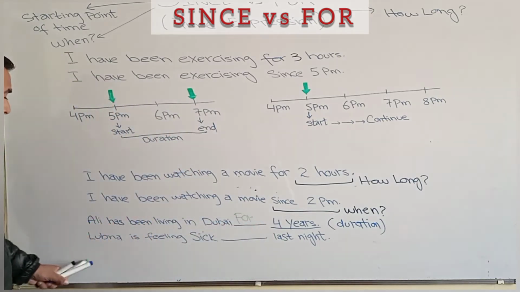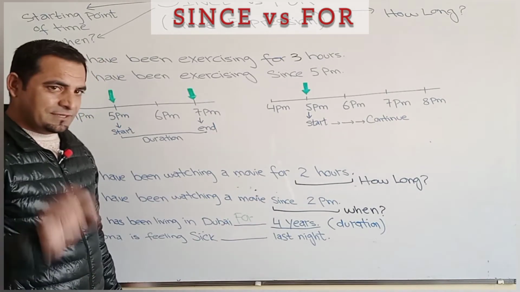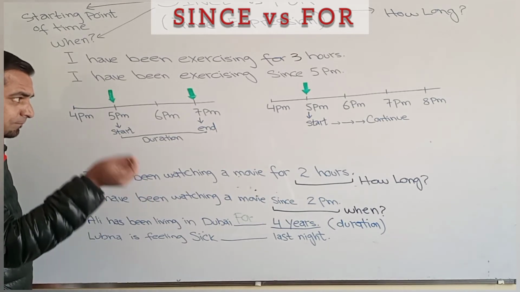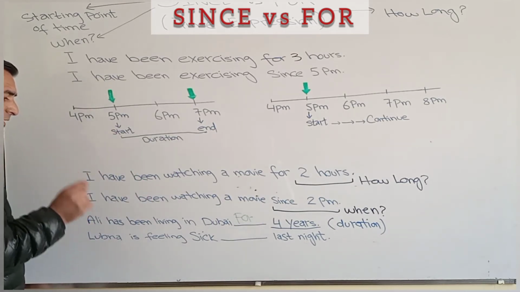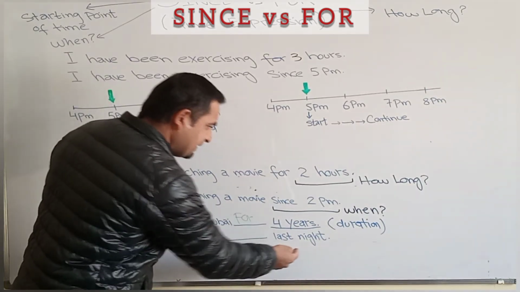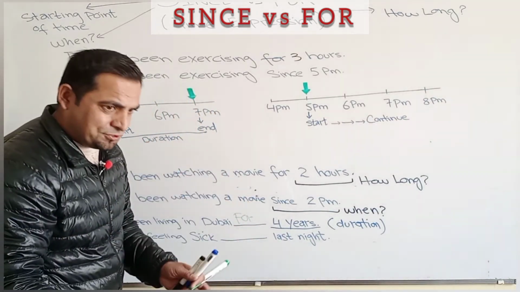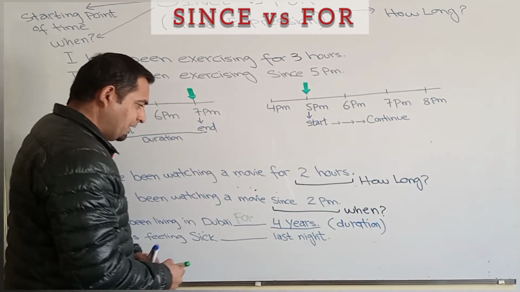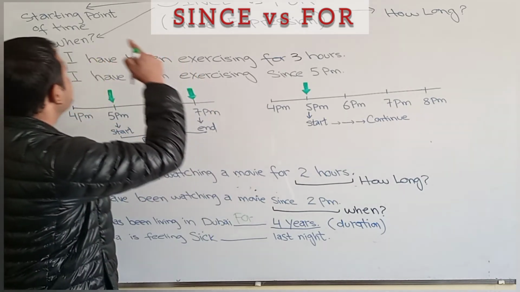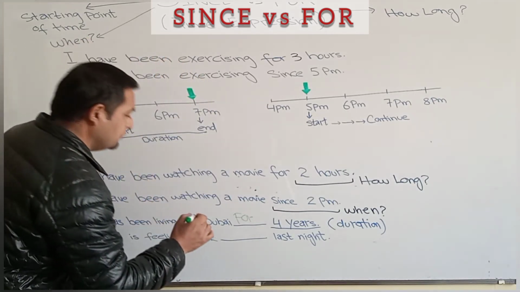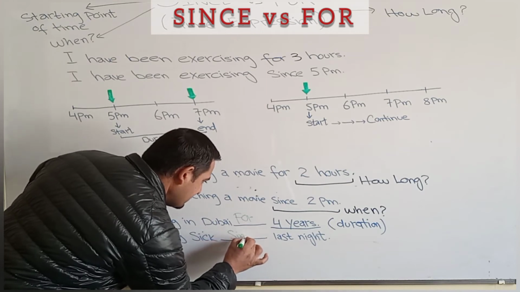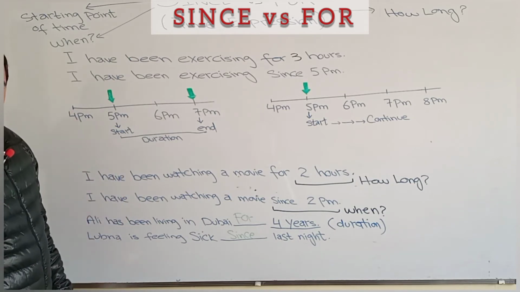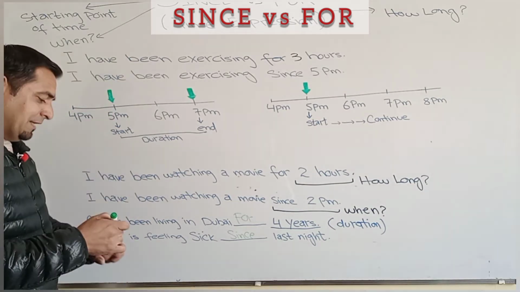Likewise, the second example, Lubna is feeling sick dash last night. Take a minute and you need to judge what you have to use here. Since or for. Lubna is feeling sick last night. Last night is not a complete duration. It's just a beginning point, starting point. So we are going to use, if it's the beginning or starting point of time, we're going to use since. All right, since last night means from last night till now.